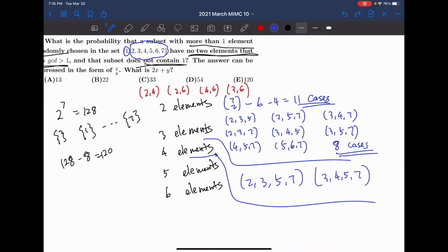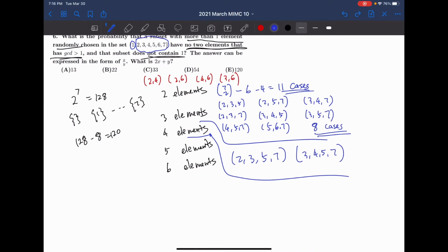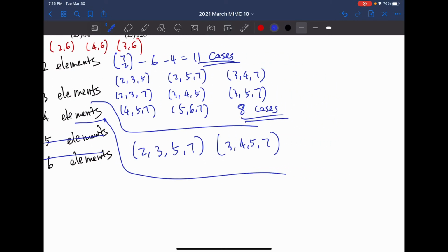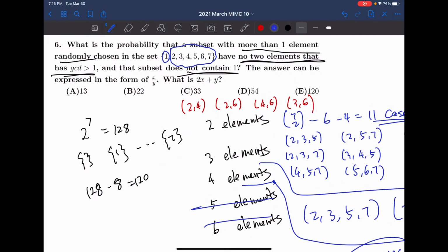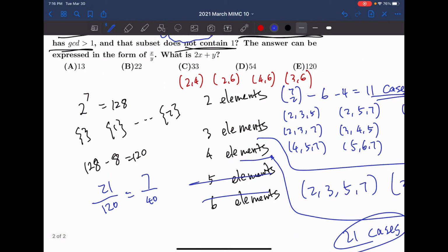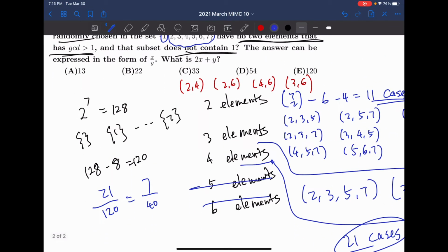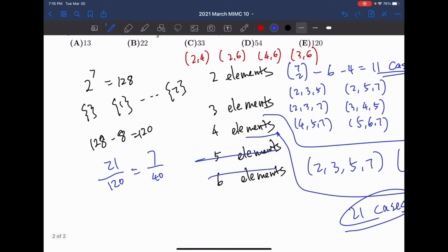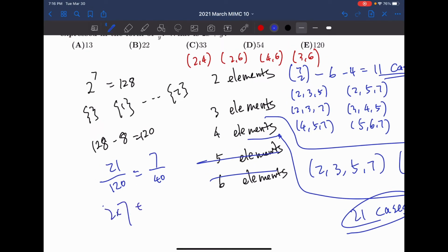So we cannot really make any with the rest 5 elements or 6 elements. So let's just sum them up. That will be 19 plus 2, or 21 cases in total. And that 21 over 120, simplify that, divide both sides by 4. That will result in 2x plus y. So 2 times 7 plus 40, or the 54.